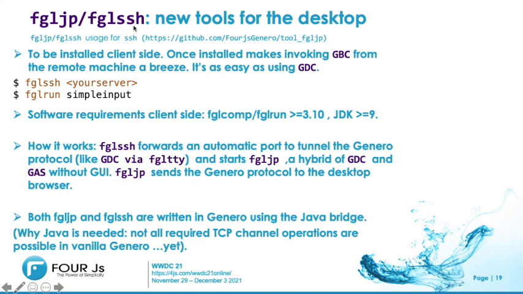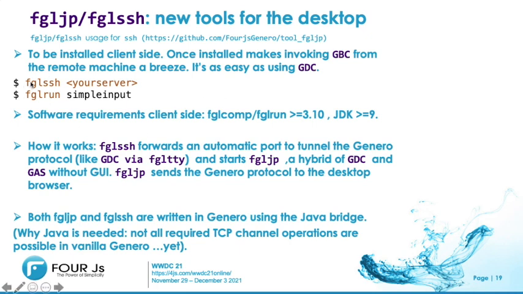FGLJP and FGLSSH are the new tools for the desktop to help you run with the GBC in the remote configuration. It is available on our GitHub repository. It's written entirely in Genero, and it needs to be installed on the client side. This sounds a bit weird for the moment, but I will show later on that this is not so weird at all. Once installed, it really eases invoking the GBC from the remote machine.